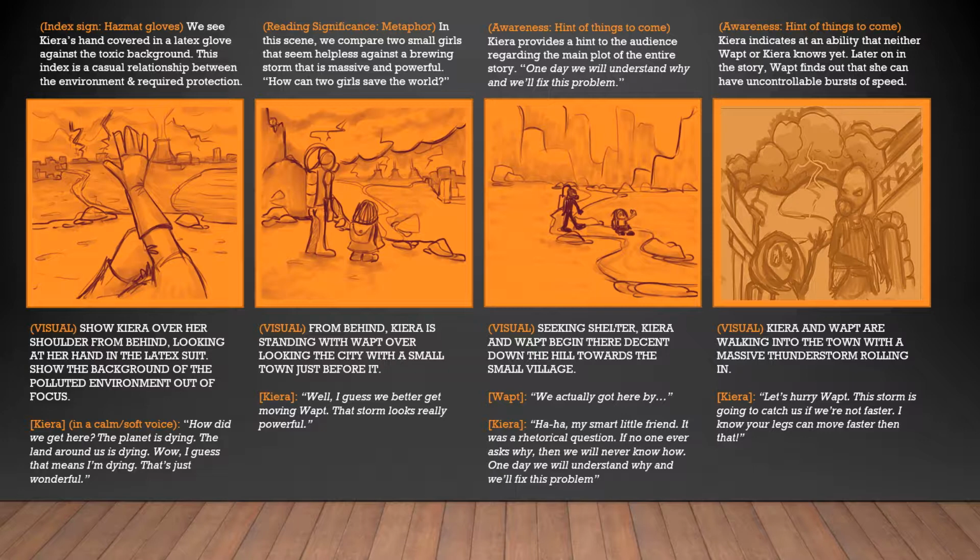Again, awareness, a hint of things to come. Kira indicates an ability that neither Wap nor Kira knows yet. Later on in the story, Wap finds out that she can have uncontrollable bursts of speed.